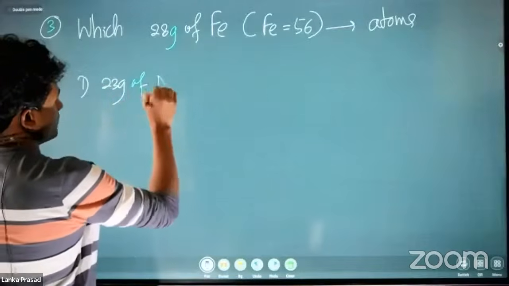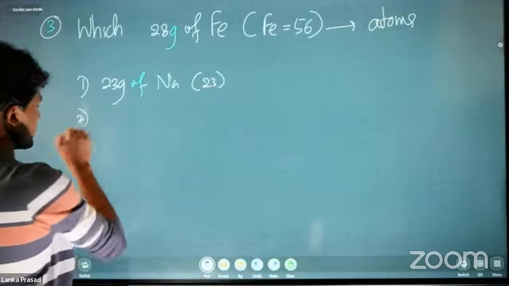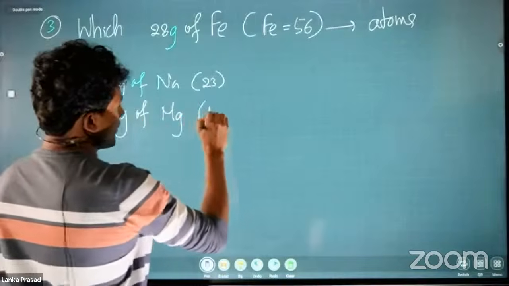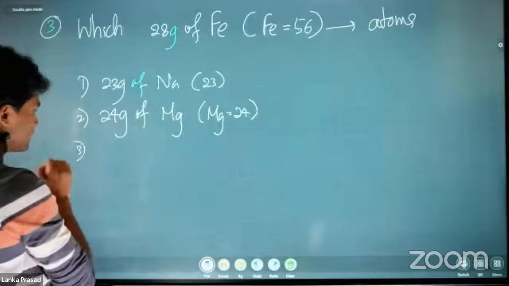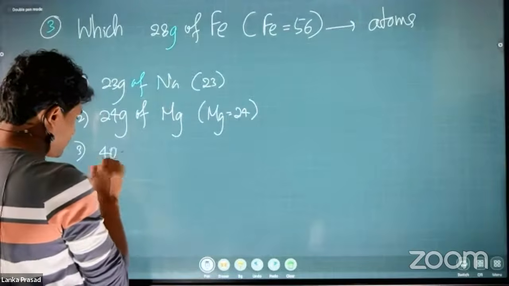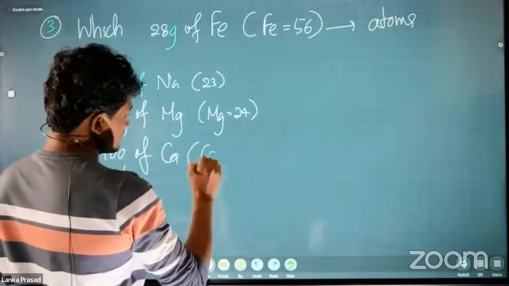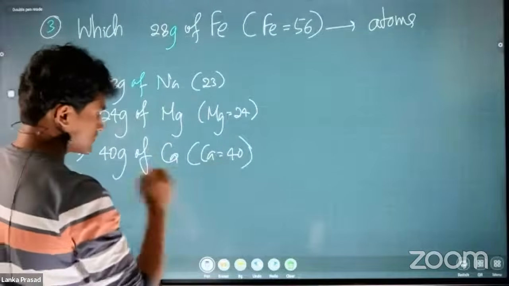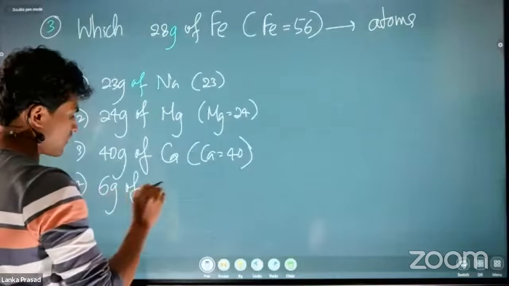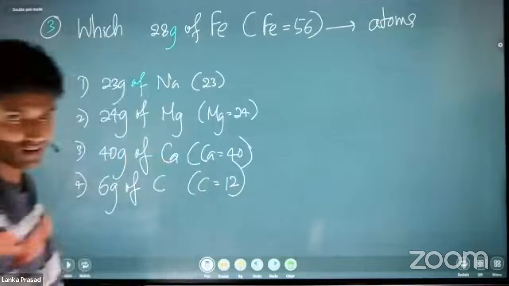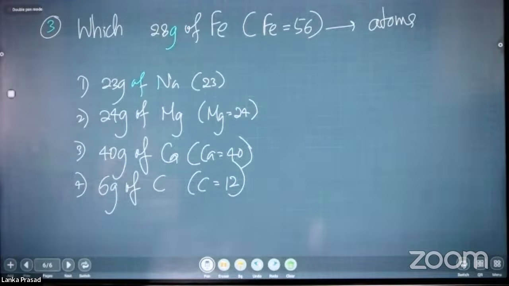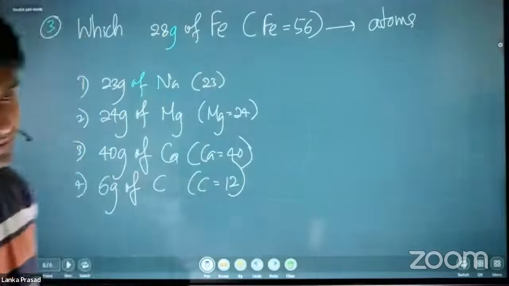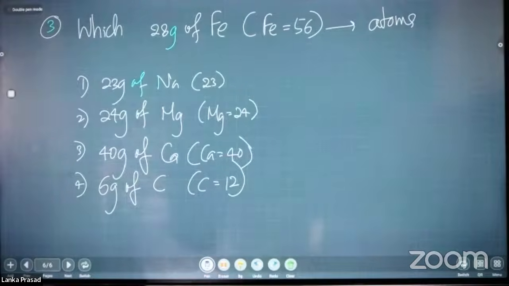23 grams of sodium. Sodium is equal to 23. 24 grams of magnesium. Magnesium 1 is equal to 24. 40 grams of calcium. Calcium is equal to 40. 6 grams of carbon. 1 carbon equal to 12. The question is, which answer gives the same number of atoms that is equal to 20 grams of iron? Which answer gives the same number of atoms?